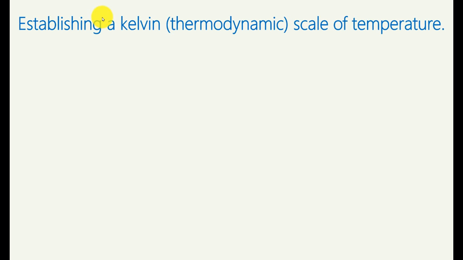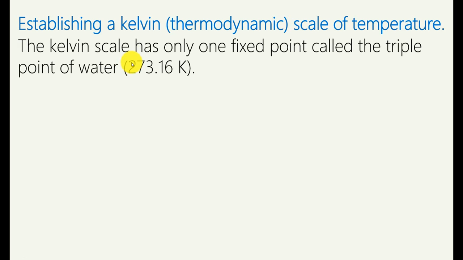So now, how do we establish a Kelvin scale of temperature? For the Kelvin scale of temperature, you have to understand that the Kelvin scale has only one fixed point, which we call the triple point of water, and it is at 273.16 Kelvin.